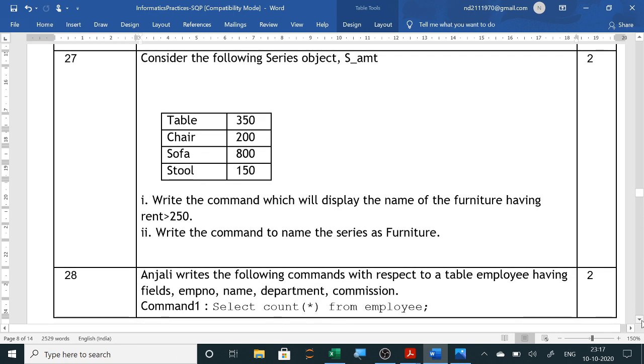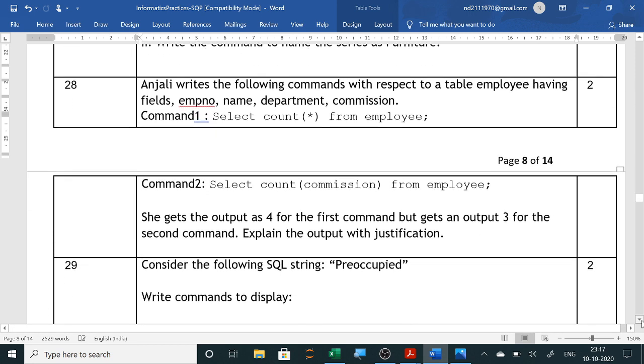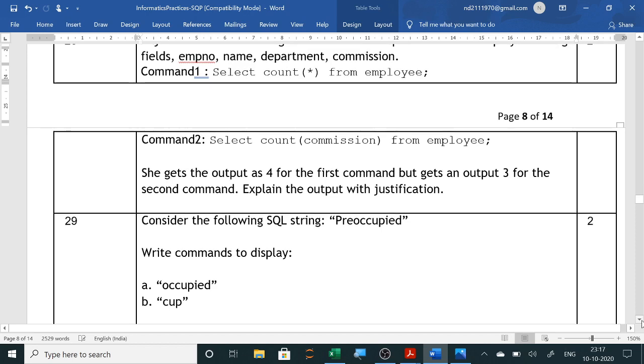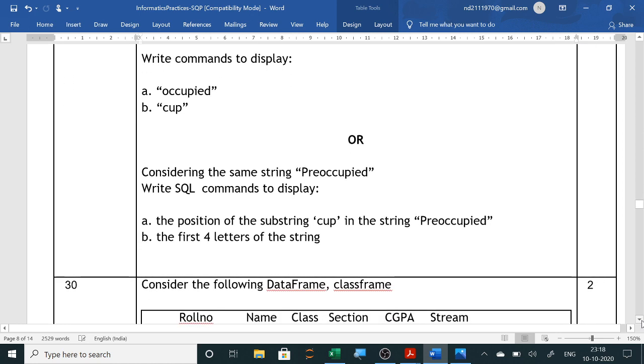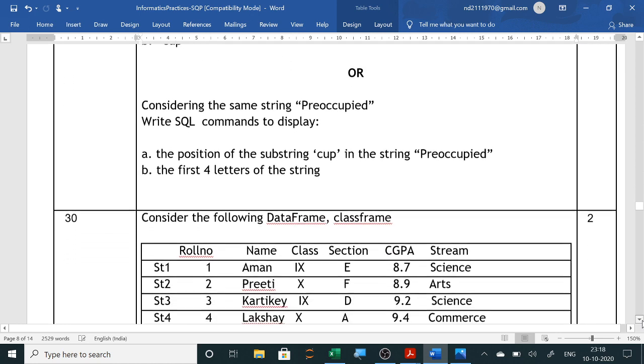Then a series they have given and you have to display the name of the furniture. So you have to check here. You can use the where method and you can display the outputs. Next is select star and select commission. This also we have done. So all the questions almost we have done. We will do all the questions in detail.